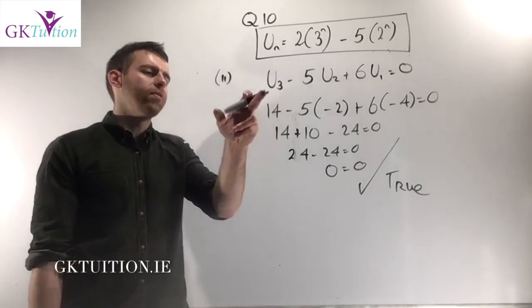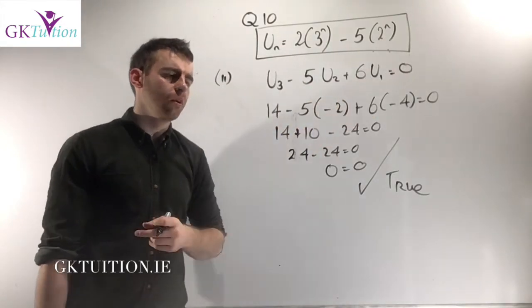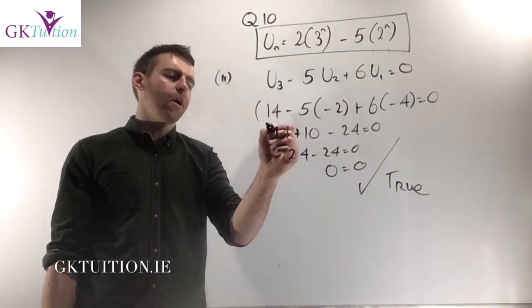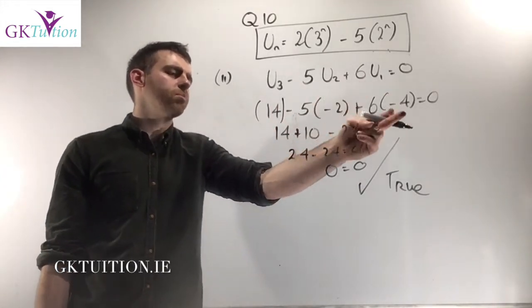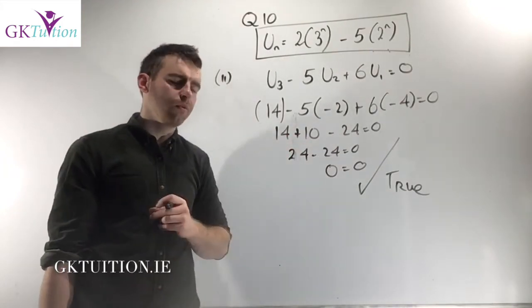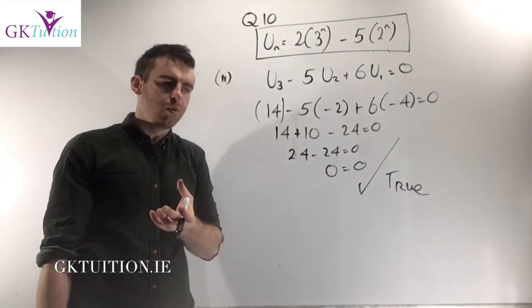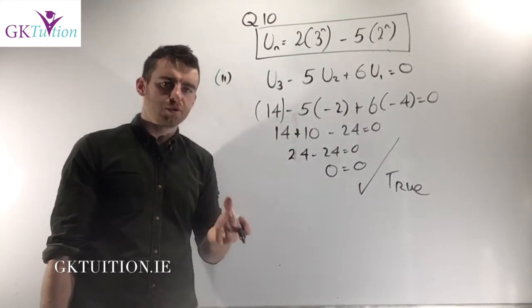We were asked to verify that u3 minus 5 times u2 plus 6 times u1 equals 0. We worked out in the previous part of the question that u3 is 14, u2 is minus 2, and u1 is minus 4. Ultimately, you end up with 14 plus 10 minus 24. You end up with 0 equals 0, which clearly is true. So you've verified that the statement they've given you is true.